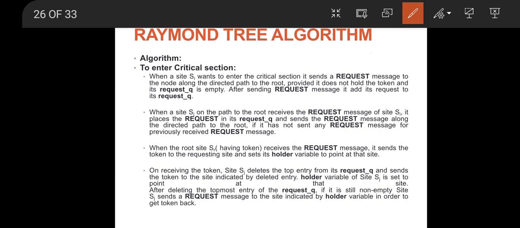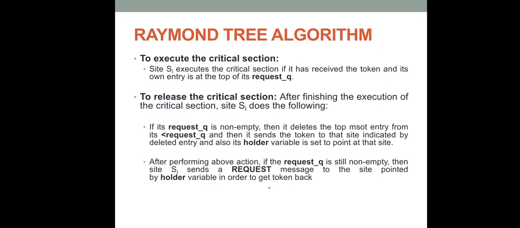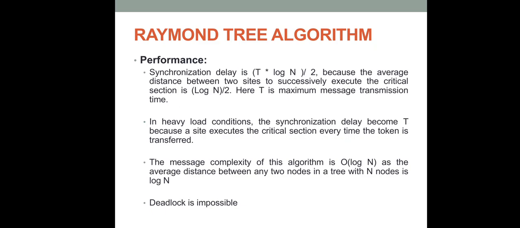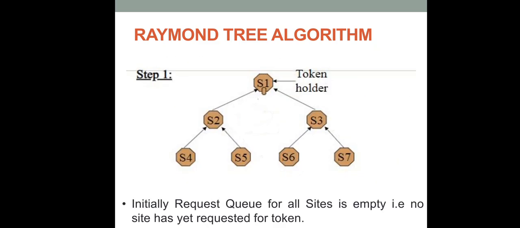Now ultimately, the site which is currently having the token will get the request message, and it may get request messages from multiple children in the logical tree. Whichever request message was received first will be satisfied. That means the token will be sent towards that direction, and if there is any other request message already in its queue, then a request message will be sent following the token. Now we will try to understand this in detail with an example. We will see this in action after some time.